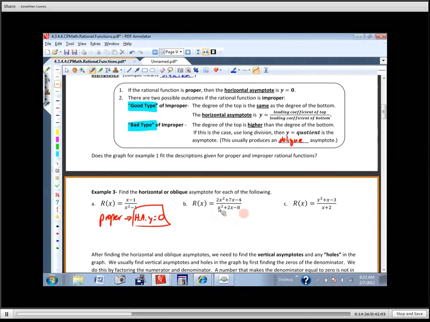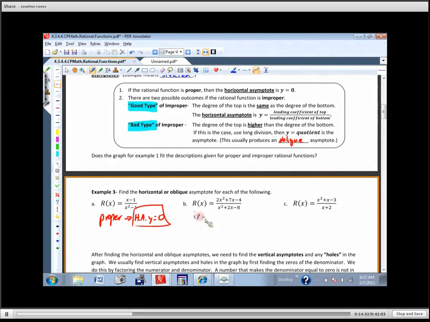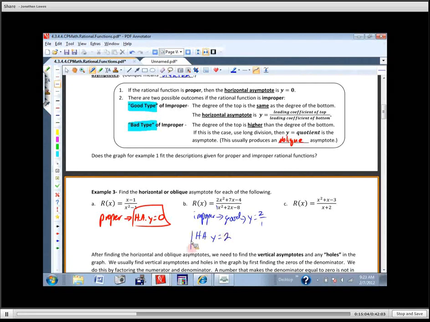Let's take a look at the next one. Proper or improper? Okay, this is going to be improper. Good or bad? Good. And then I'm going to write y equals the leading coefficient of the top over the leading coefficient of the bottom. What is the leading coefficient on the top? 2. What's the leading coefficient on the bottom? Okay, coefficient, not degree, coefficient. It's a 1. So it's 2 over 1. So that means the horizontal asymptote is y equals 2. That's it.